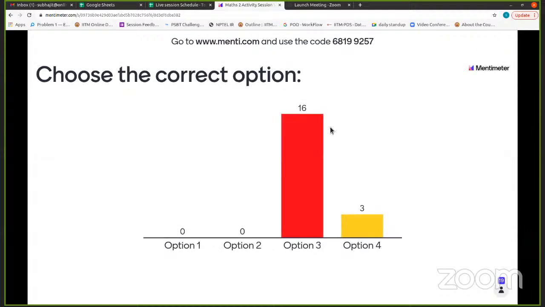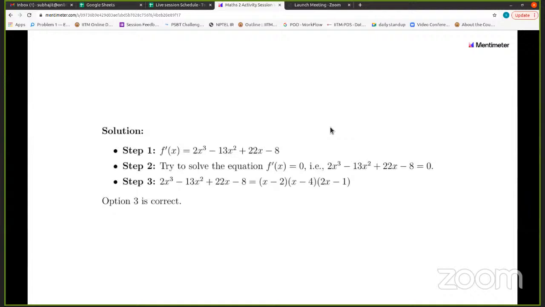So let me show you the solution. 16 of you have already submitted the answer. I think f dash x you have calculated to be 2x cube minus 13x square plus 22x minus 8. Now you have to solve this equation, and if you factorize this, you will get x minus 2 into x minus 4 into 2x minus 3. So that will give you 2, 4 and half as the solutions. So option 3 is correct.